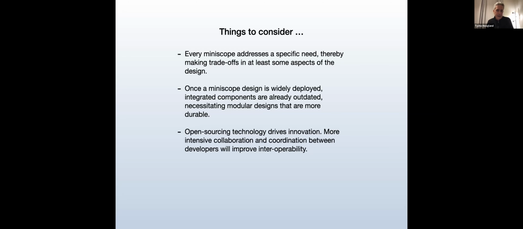And I also think that open sourcing technology is really driving innovation now in the field. We see a lot of cross-pollination. We were inspired by the Miniscope project at UCLA to implement part of their technology, and we are seeing now that other people are picking up some of our design choices that worked out well. So it's really good to see this more intensive collaboration between colleagues and more coordination between the developers to also improve the interoperability of future Miniscopes. I hope that's going to happen. And I think this Miniscope workshop is really helping with that.